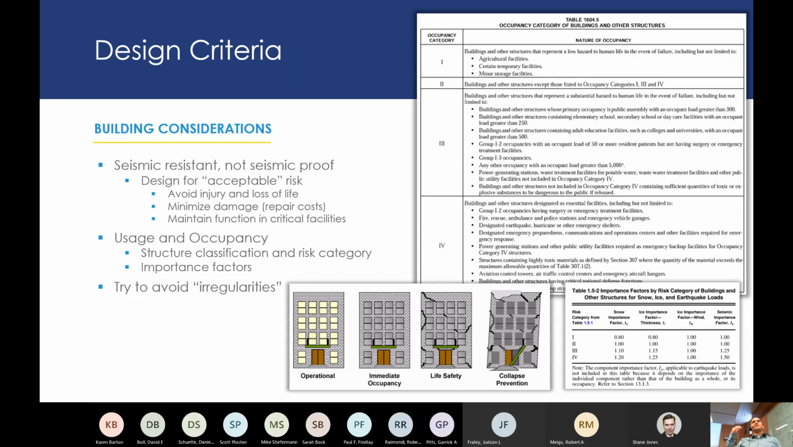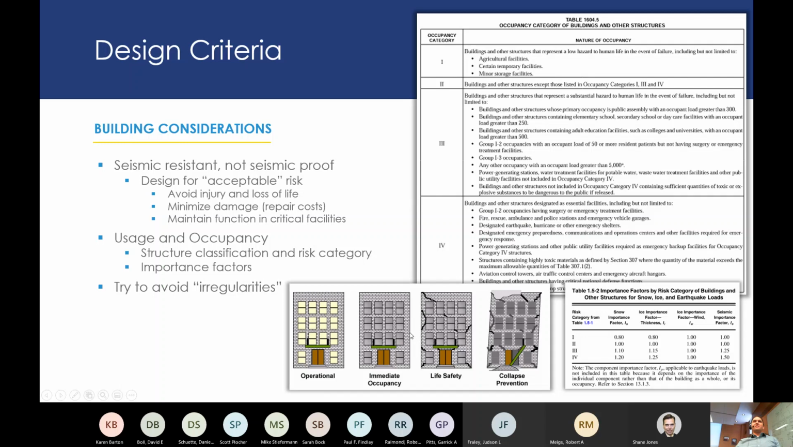The goals here are to avoid injury and loss of life, minimize the damage and the repair cost to you, the owner, and maintain functionality in those critical structures. This diagram down here is a good representation of that. And we categorize these into an occupancy category or a risk category. 4 is to maintain operation during a seismic event. So these would be hospitals, police stations, emergency structures, also power. We need to keep power to everybody.